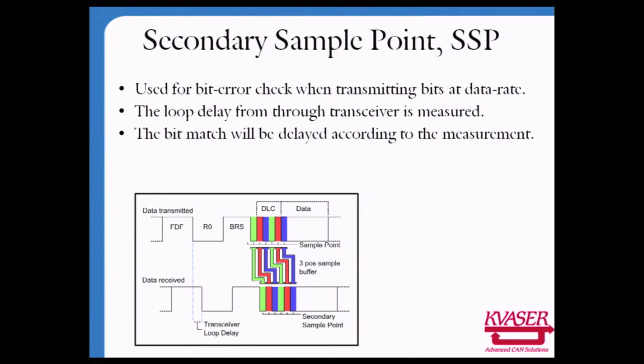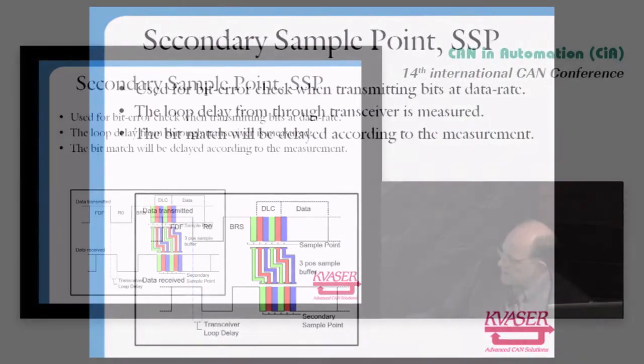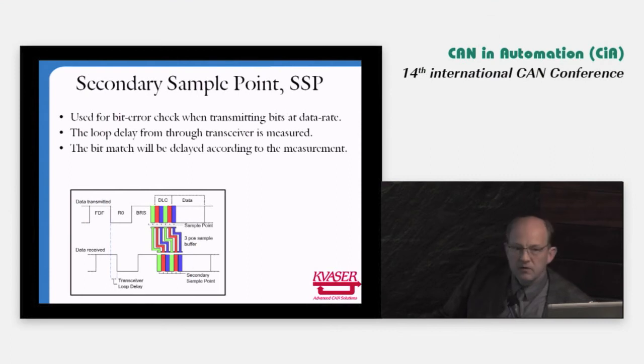Okay. So here you can see we calculate and measure the time from this edge until we get it back from the bus through the transceivers. And by putting that in as a compensation here, we have to save the sent bit here and compare it with the right location in time with the bits coming back from the transceiver.